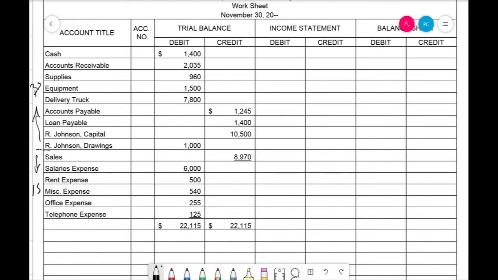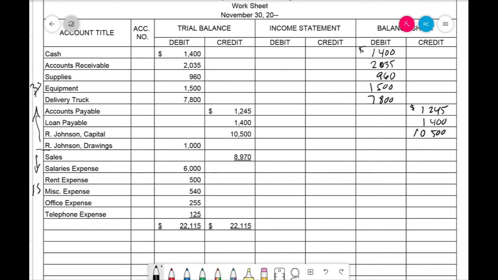So first thing we do is we move their totals over. So here we have a debit 1400, moving it from here. Accounts receivable goes on the same side. Supplies goes on the same side as well. Equipment, delivery truck, those are all assets. And then we've got accounts payable. Accounts payable is a liability, goes on the credit side. We've got our loan, and we've got our capital account.